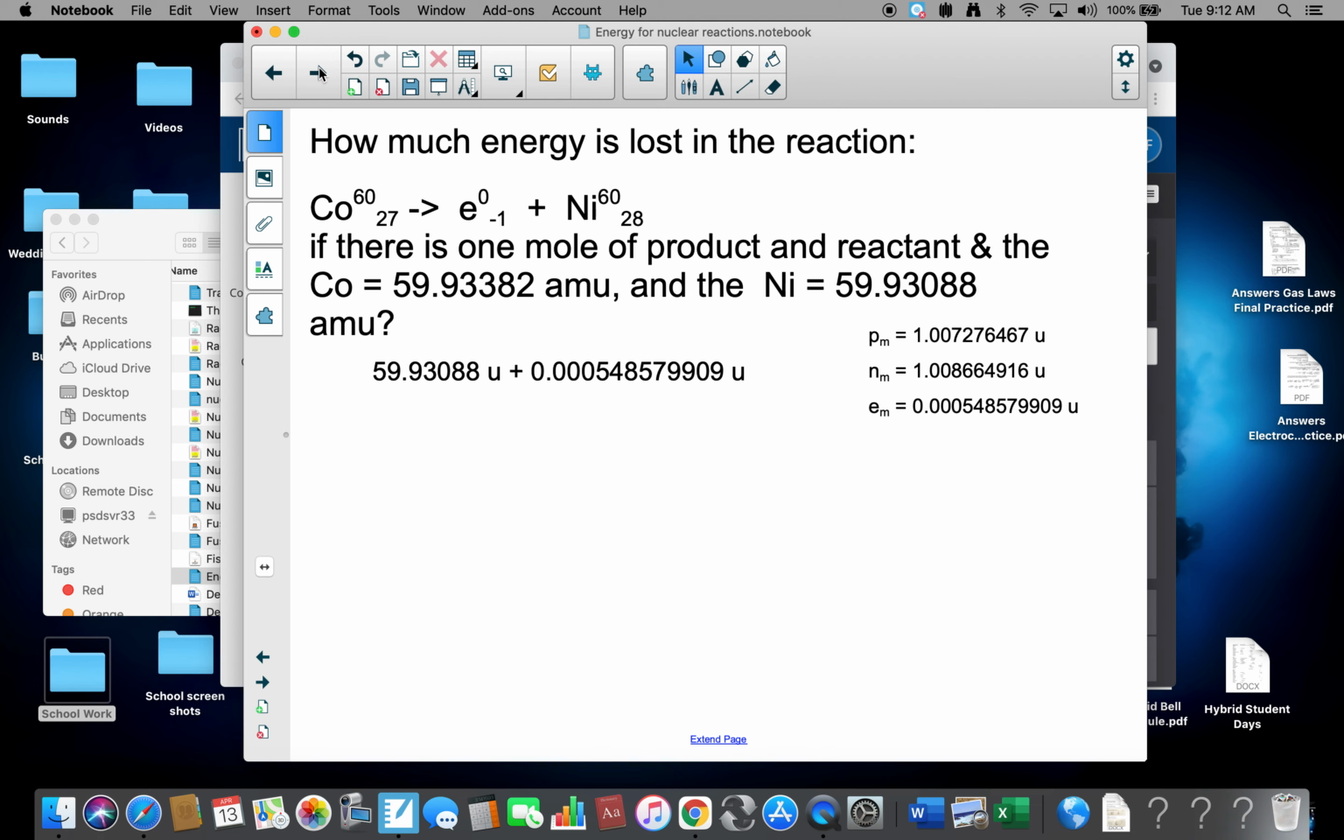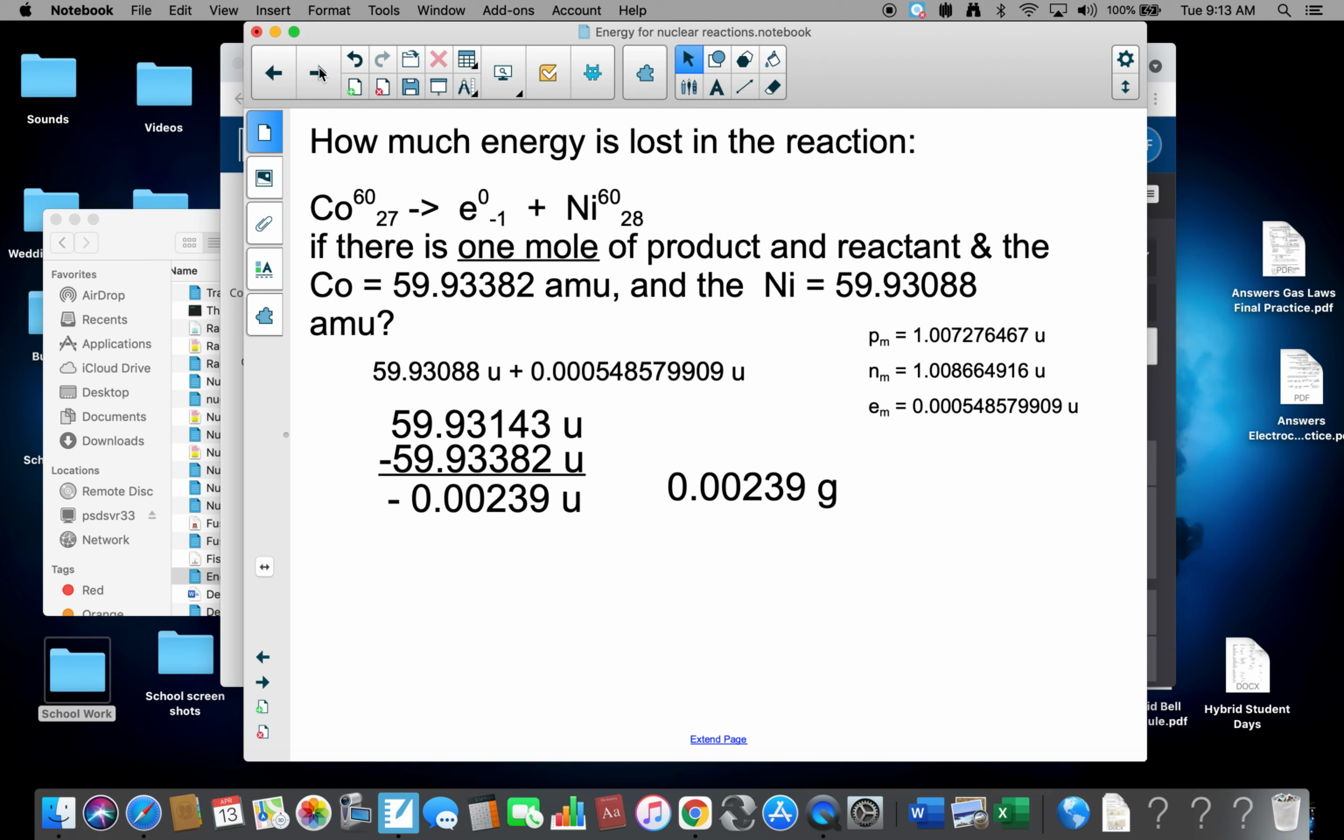We take the mass of my products, which is nickel plus the electron, and we get 59.93143 with proper sig figs. We subtract the mass of the reactant, which is the cobalt, 59.93382. When we subtract those, we get negative 0.00239 u. That's the mass lost. And because this is equal to 1 mole, we can say the mass is 0.00239 grams. We don't need to worry about the negative, it's just the mass that's lost.